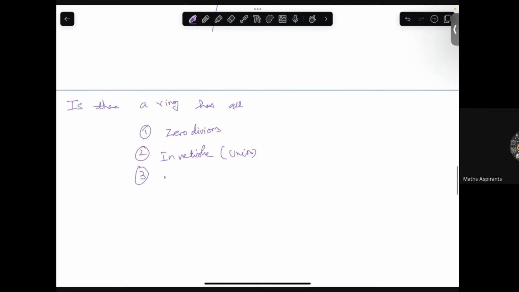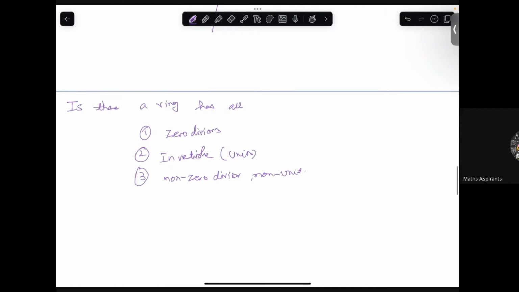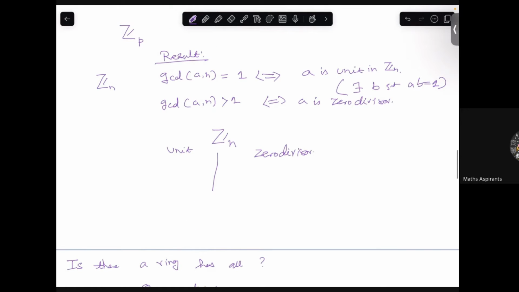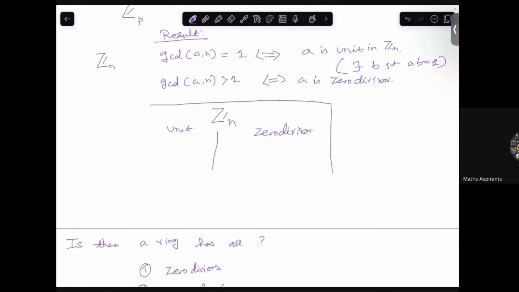Three, non-zero divisor, non-unit. It is neither a zero divisor nor a unit. Okay, so this is one of the IMS interview questions. Better be careful. Let's see what happens here. Here we have that something is either a zero divisor or a unit in Zn. But that is not true in general.